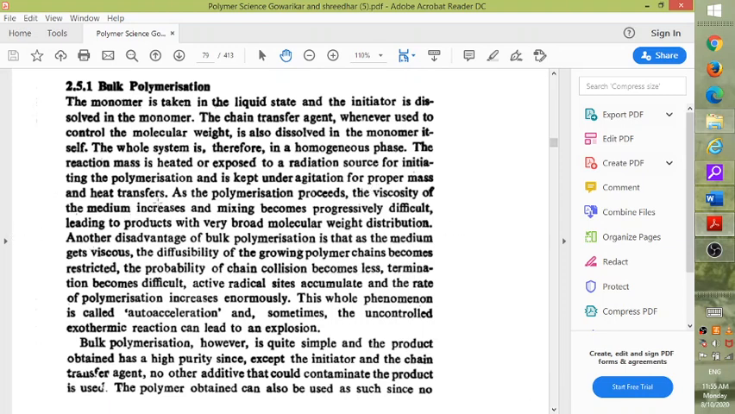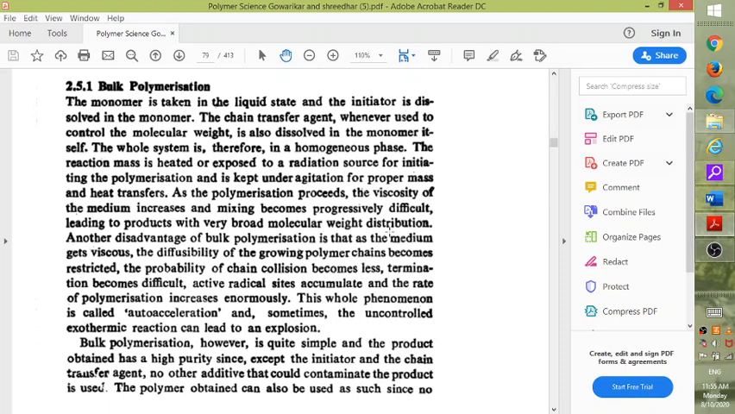Whenever you want to initiate a reaction, you have to provide energy. This energy can be provided in the form of heat, or you can expose it to a radiation source. And then it is kept under agitation for proper mass and heat transfer. As the polymerization proceeds, the viscosity of the medium increases. This is a very important point. Whenever you are describing bulk polymerization, this point is important. As the polymerization proceeds, the viscosity of the medium increases and mixing becomes progressively difficult, leading to products with very broad molecular weight distribution.